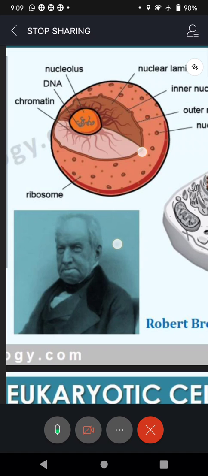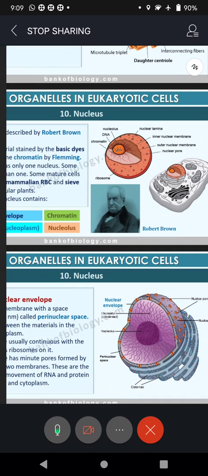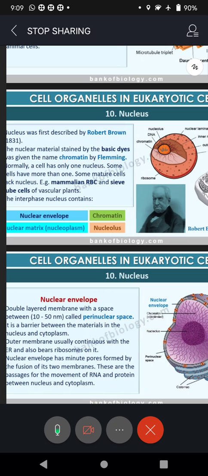So, in our next session, we will be studying in detail about the nucleus, the various structures that are associated with the nucleus. Until then, take care.